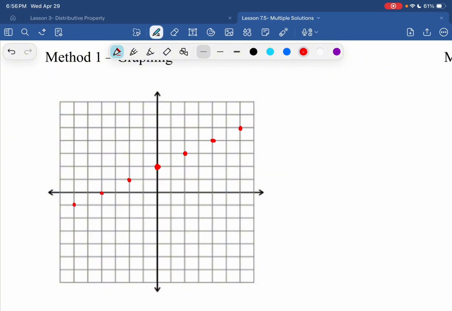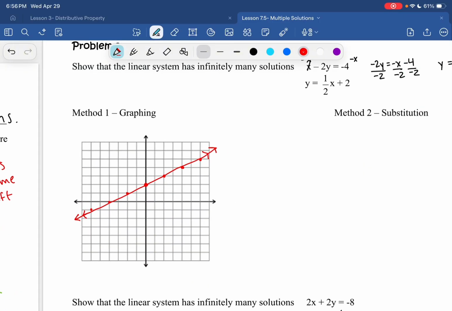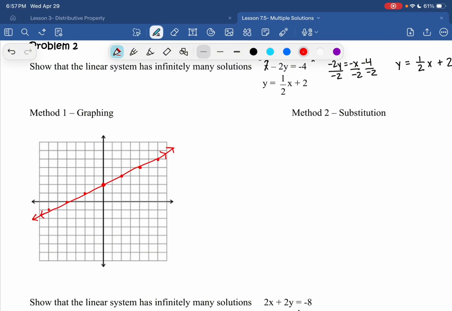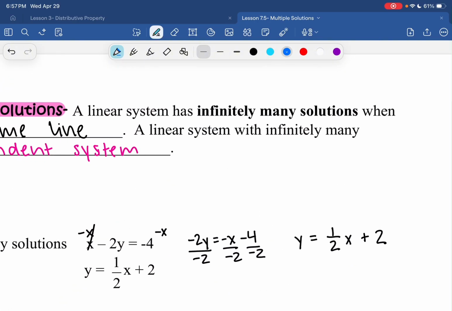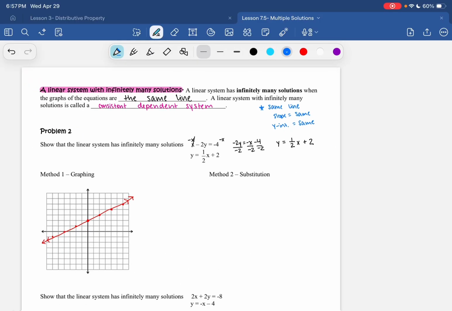Now, here's the thing. They are the exact same line. So what I'm going to do to show that is I'm going to put 2 arrows, so that way you know there's kind of a line on top of a line, right? They are the exact same line. So if you want to put a little note for yourself, we know that they graph the same line, right? And in this case, it means that the slope is the same and the y-intercept is the same.